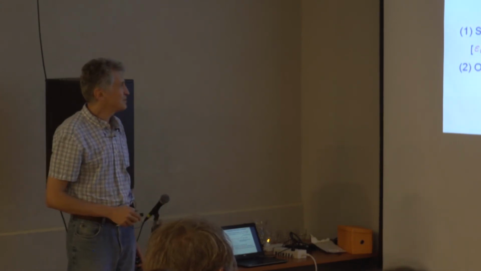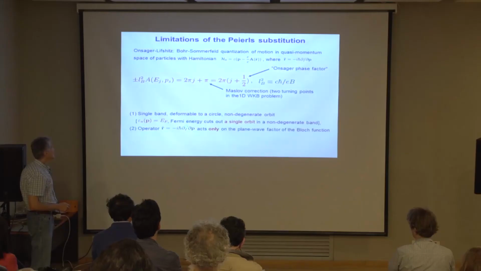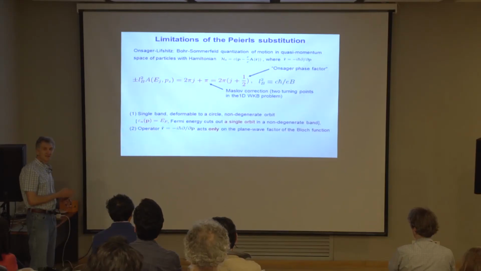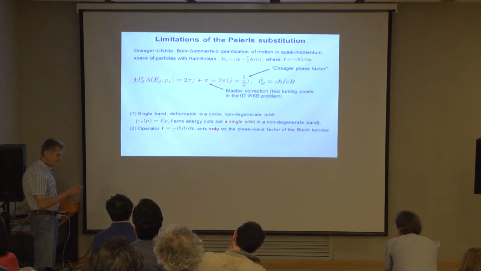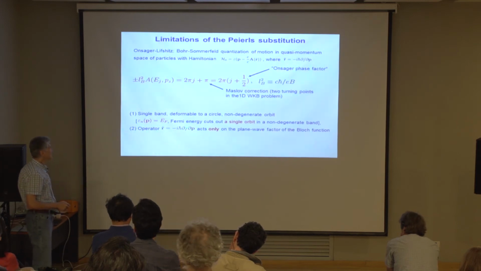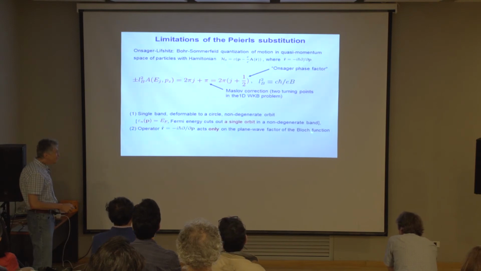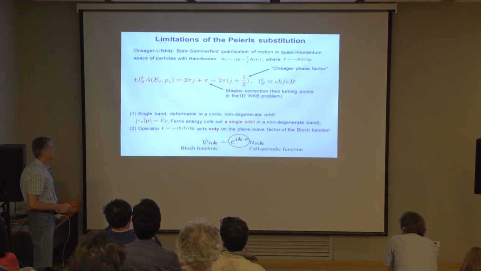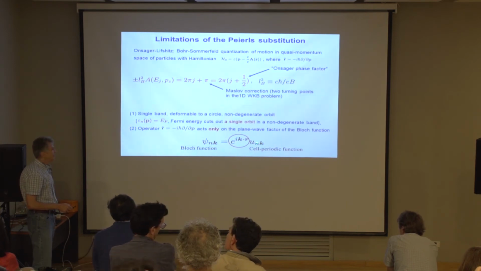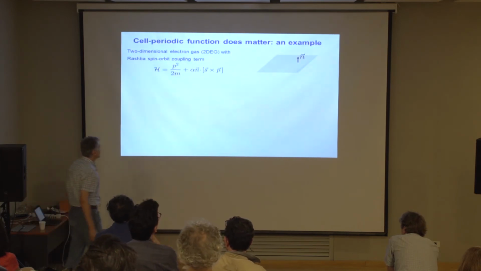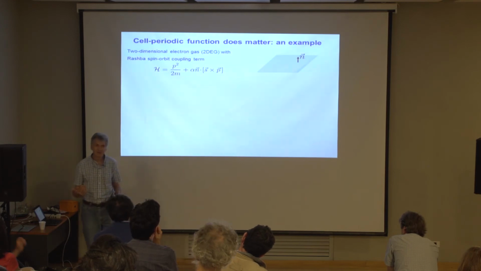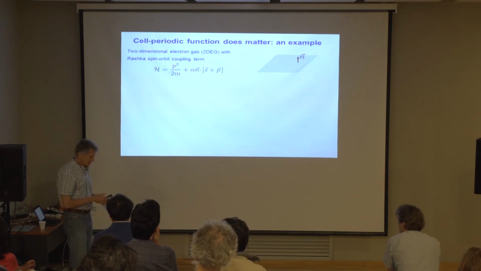And the second thing that was important, if you remember, is that the parallel substitution was replacing quasi-momentum by p minus a, and a depends on coordinate. And the operator of coordinate was just d/dp that acts on the plane wave vector, on this vector in the Bloch function. And the cell-periodic function was untouched. And the question is whether it brings anything new. So here is an example, I would say almost trivial one, that shows that actually the cell-periodic function also matters.